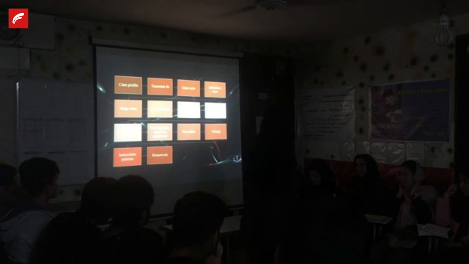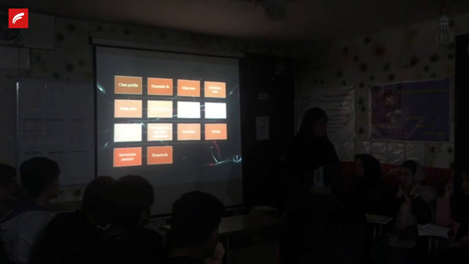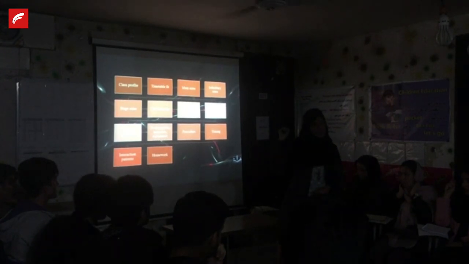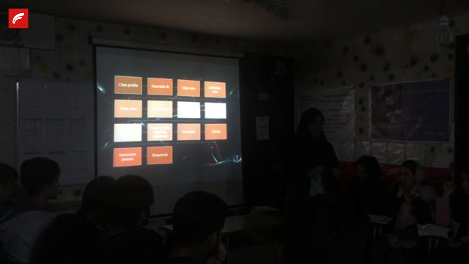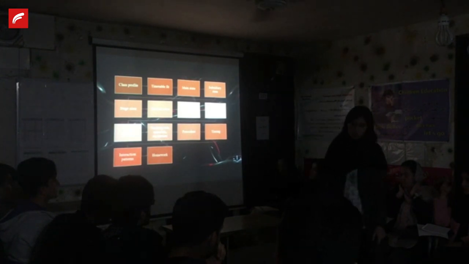And interaction pattern. Again, I think we don't have it in our lesson plans. Interaction patterns means how students will work on it, in pairs, individually, or in groups. This is so important too.